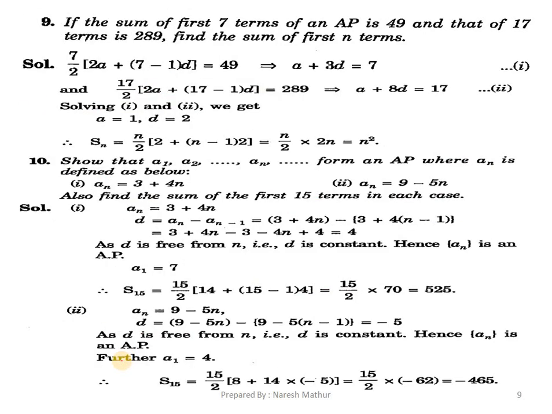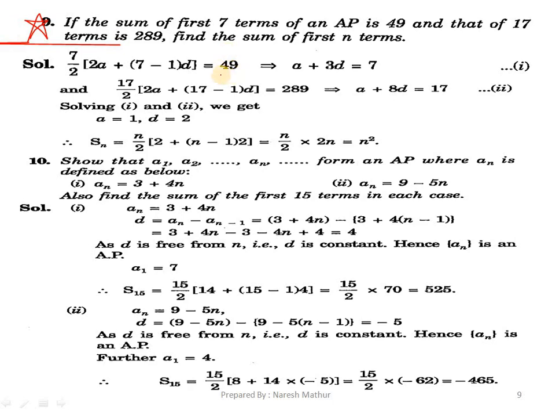Now the second last and last one is, if the sum of the first 7 terms of an AP is 49. Yes, this is also a good question because here we are talking about a general term. The sum of the first 7 terms of an AP is 49 and the sum of the first 17 terms is 289. Find the sum of the first n terms.